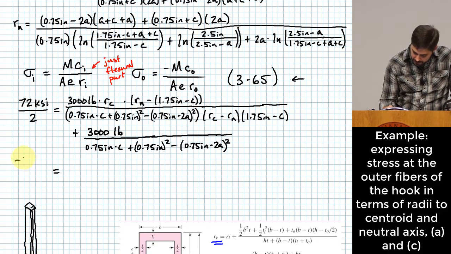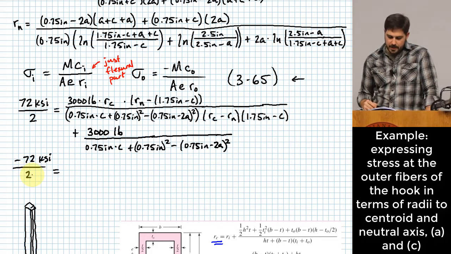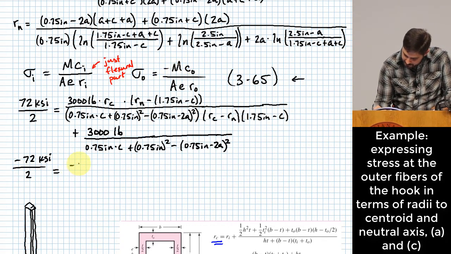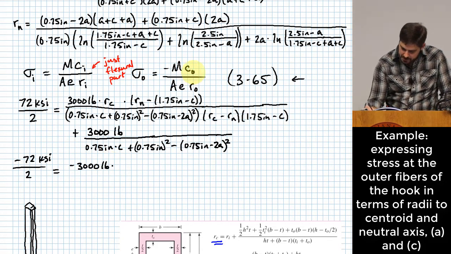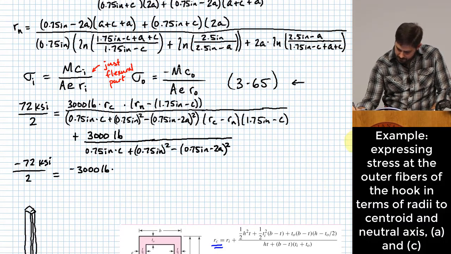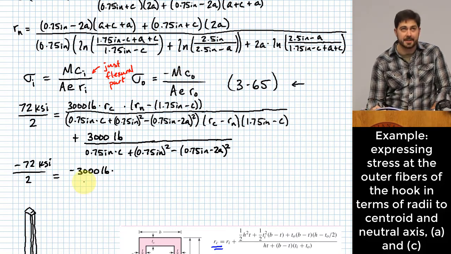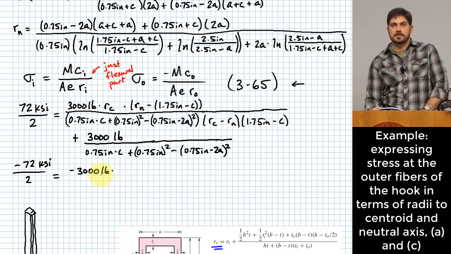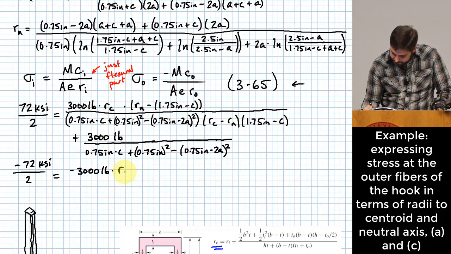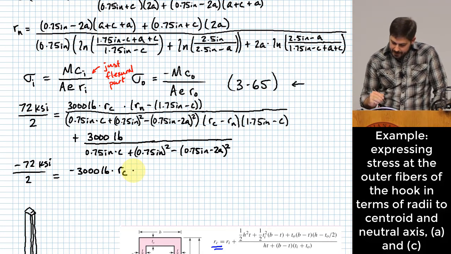So I'm going to put in here negative 72 KSI over 2. And this is going to be equal to, we're using our expression up here, negative 3,000 pounds times C sub O. Actually, excuse me, I'm not ready to do C sub O just yet. What do I need to do before C sub O? Yeah, I need to put in my RC value. Okay, now I can do C sub O.